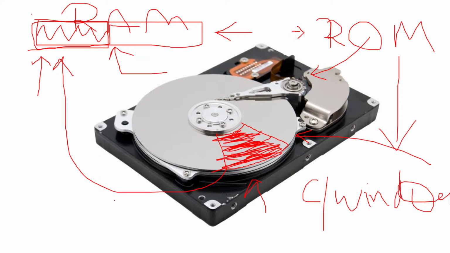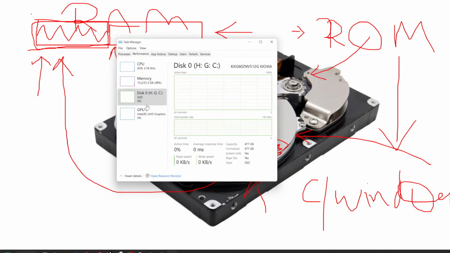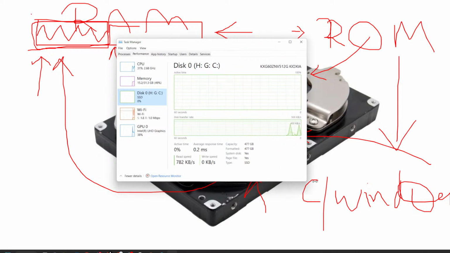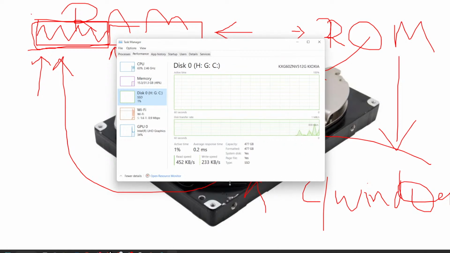And one thing, right now also, when the computers are working, read and write is going on in your Windows. If you go to Task Manager, you can see the read and write on your hard disk. That means your OS keeps on reading and writing the data on your hard disk continuously. You can see, I'm not doing anything.